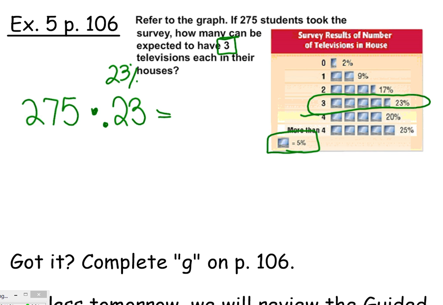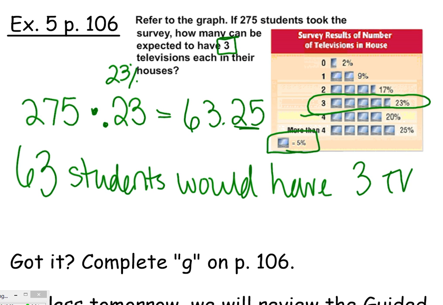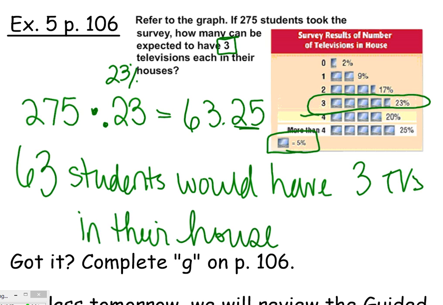So when you multiply 0.23 times 275, you can use a calculator. You should get 63.25. The question's asking how many can be expected to have 3 televisions in their houses. My answer would be about 63 students because we cannot have a decimal as a student. So I'm going to say 63 students would have 3 televisions in their house. And you can just show that in a complete sentence to show that you understand.